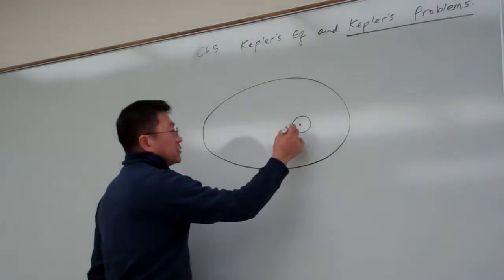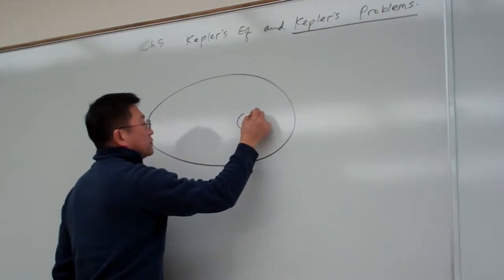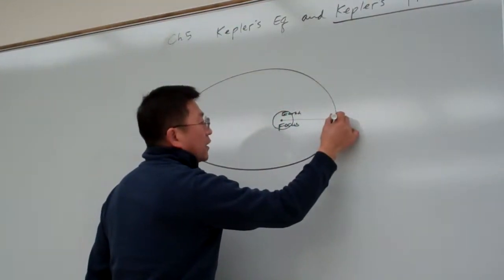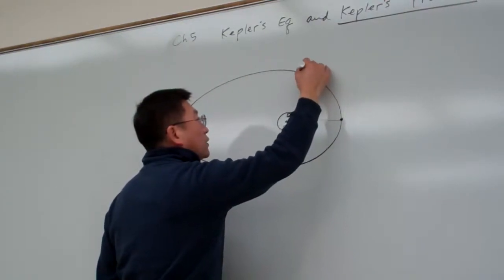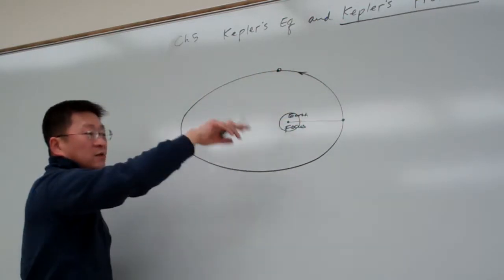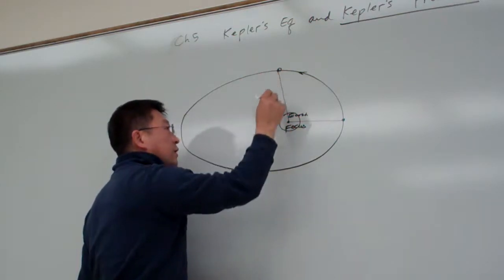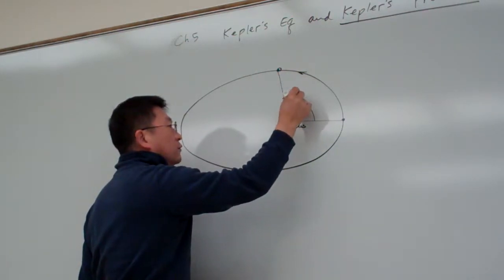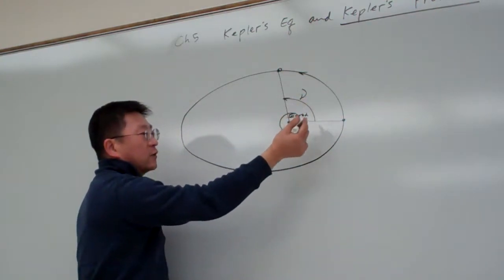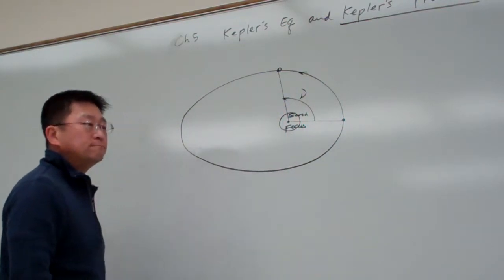So for this case, this is our focus, and this is our Earth. Say this is the perigee, and assuming we have a satellite moving in the orbit in, say, the counterclockwise direction, here we can measure mu. Mu is the true anomaly, and true anomaly is the angle measured from the reference, which is the perigee axis, to there.